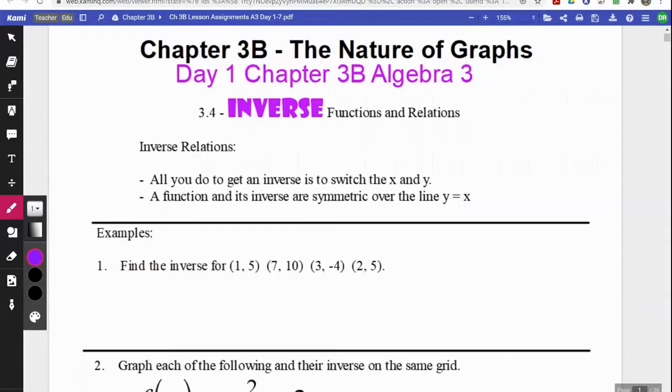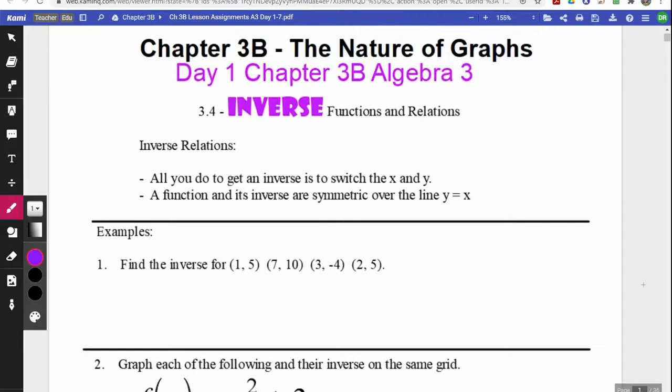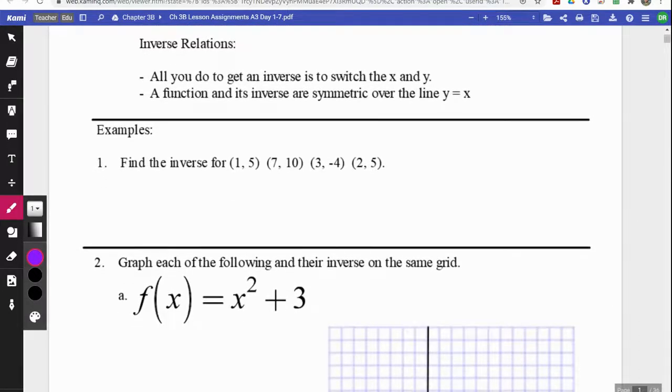Hello, this is Unit 4, which is Chapter 3B because it's kind of in the middle part of the chapter. And it's still on the nature of graphs. So day 1 is about the inverse functions and relations. And functions and relations pretty much mean the same thing for right now. For something to be a function, there are some criteria rather than just a relation, but all functions are relations, not all relations are functions. But don't worry too much about that right now.